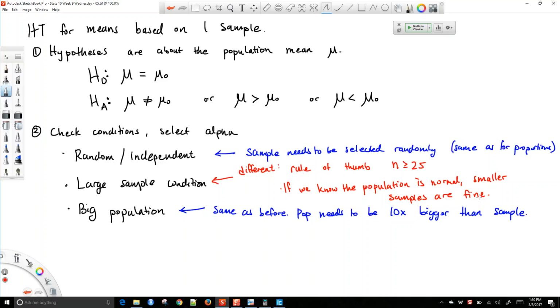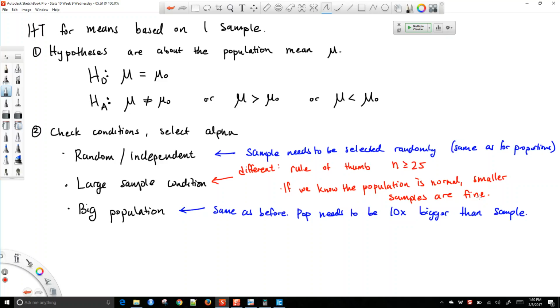And then, you know, in extreme cases, the rule of thumb where n is greater than or equal to 25, sometimes that's still not large enough, depending on the situation. But in most contexts, sample size greater than 25, big enough.